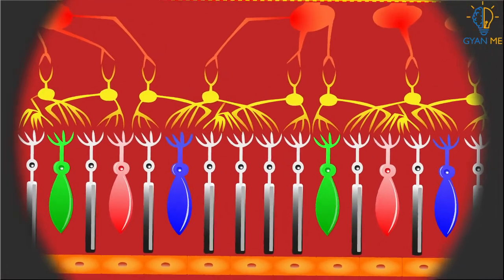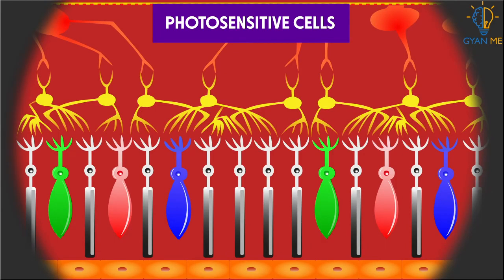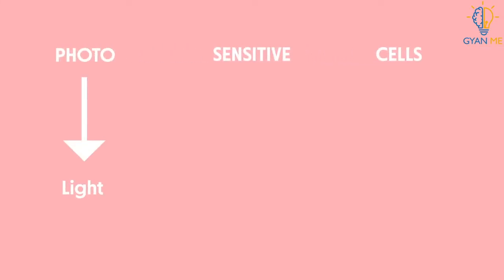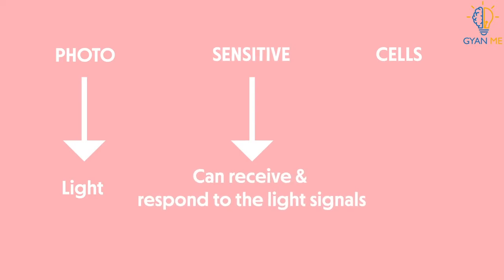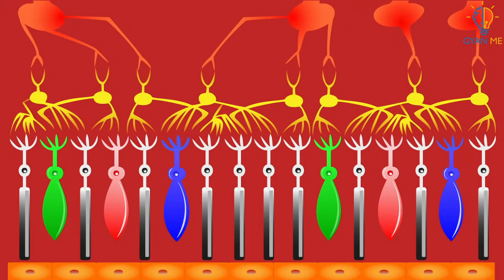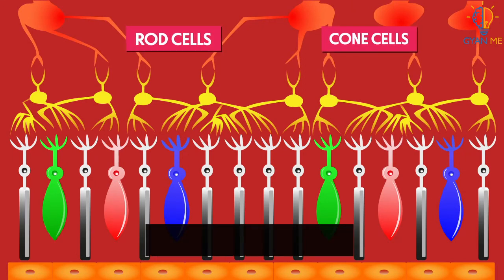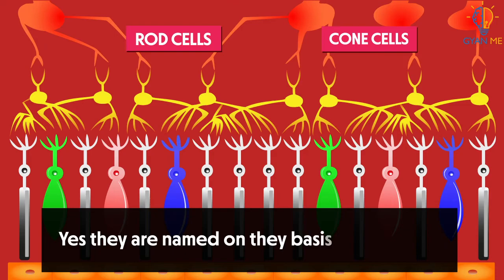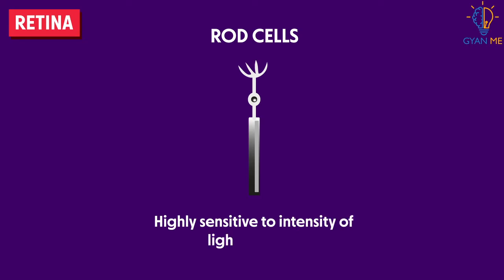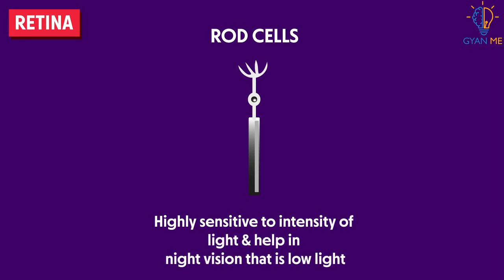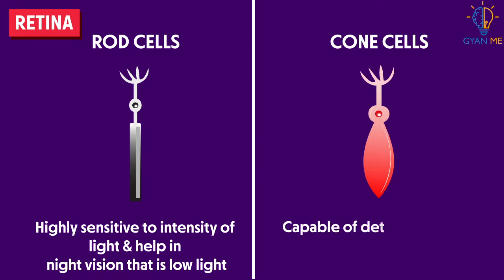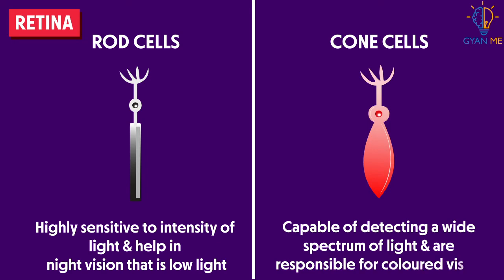Now this retina has plenty of photosensitive cells. Okay, photo means light and sensitive means they can receive and respond to the light signals. In fact, they can convert them to electrical signals. The major ones are rods and cone cells. Yes, they are named on the basis of their shape. Rod cells are highly sensitive to the light and function in night vision, whereas cone cells are capable of detecting a wide spectrum of light and are responsible for colored vision.